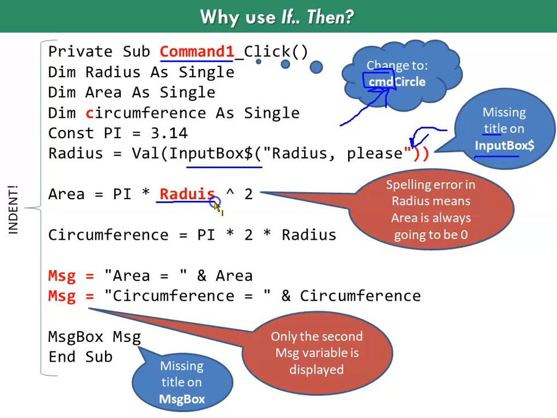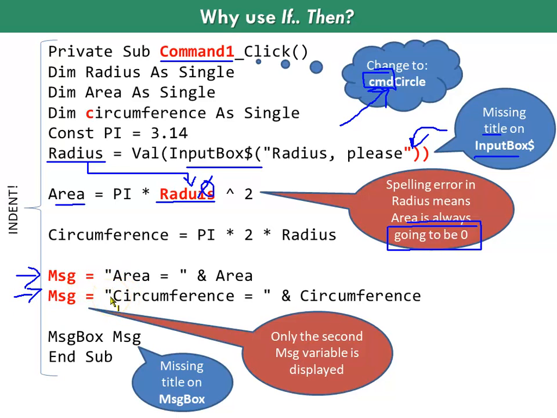If you make a spelling error in a variable, Visual Basic can be surprisingly forgiving. Unfortunately, in this case, we have got radius as our input, and unfortunately, the misspelled variable does not correspond with radius, so the value is 0, and when we go to calculate area, it will always end up being 0.